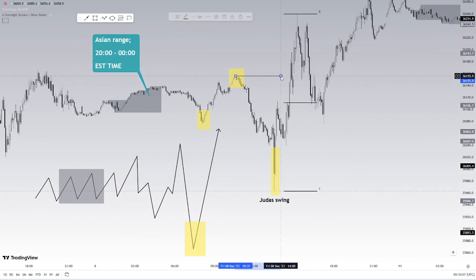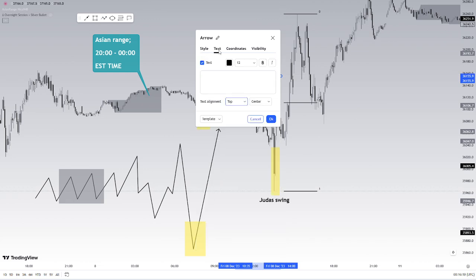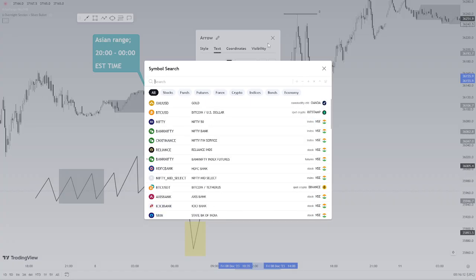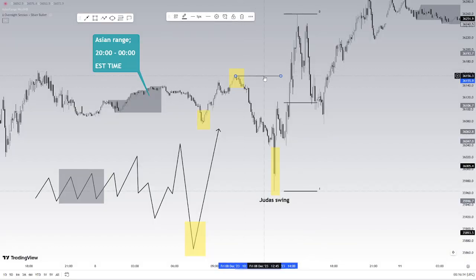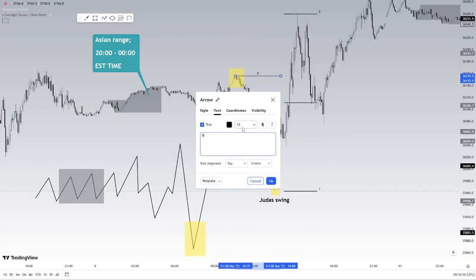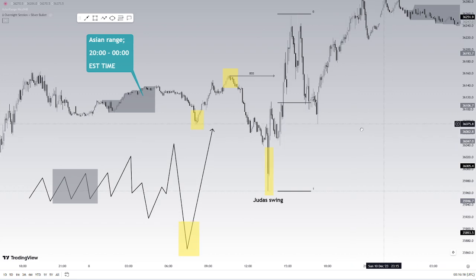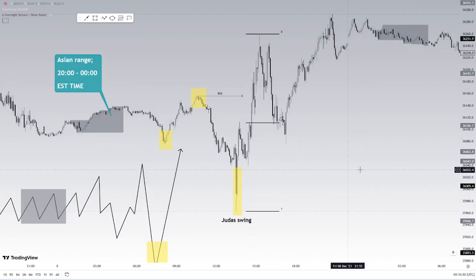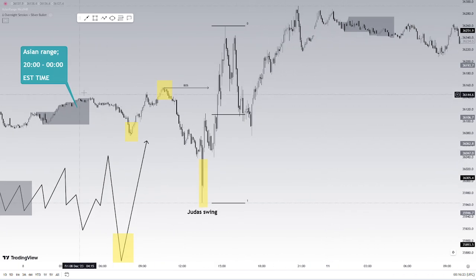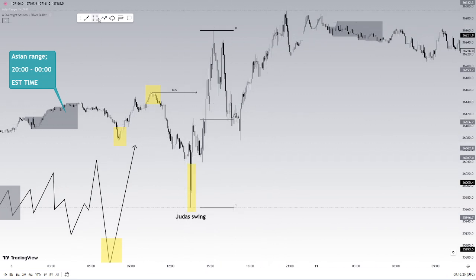So if we go over here, if we just label our arrow here to be a break of structure, what we need to understand now is we've had a break of structure. Now we have an order block, right? Just in this region over here, we have an order block. Our order block is sitting just over here, just like that.